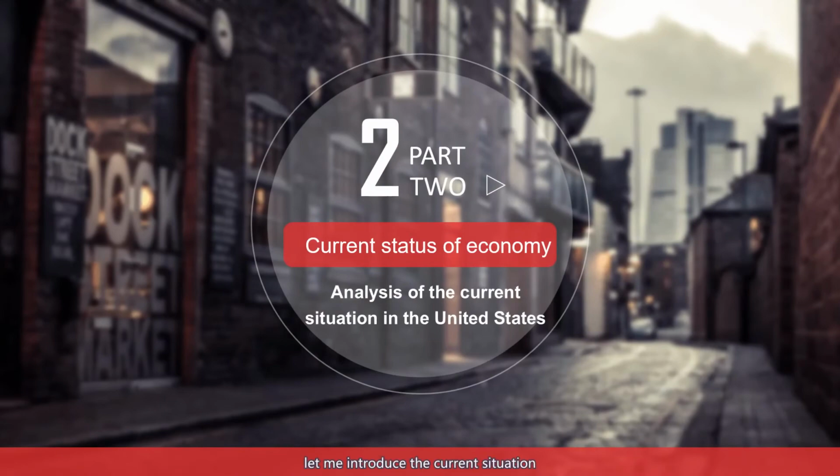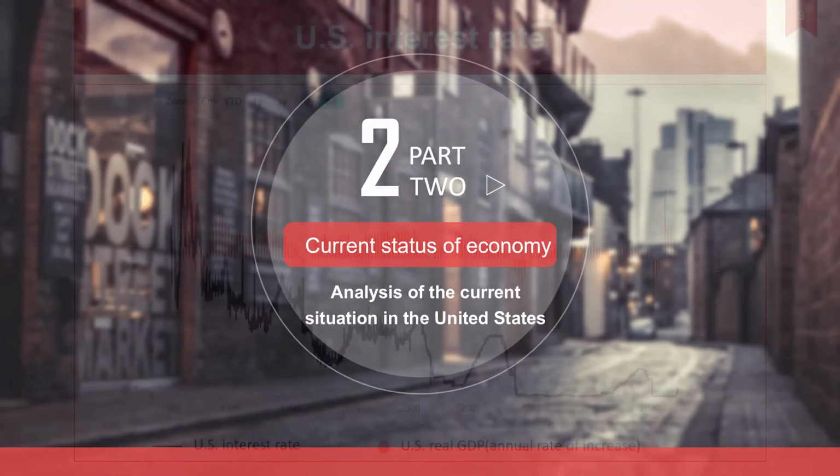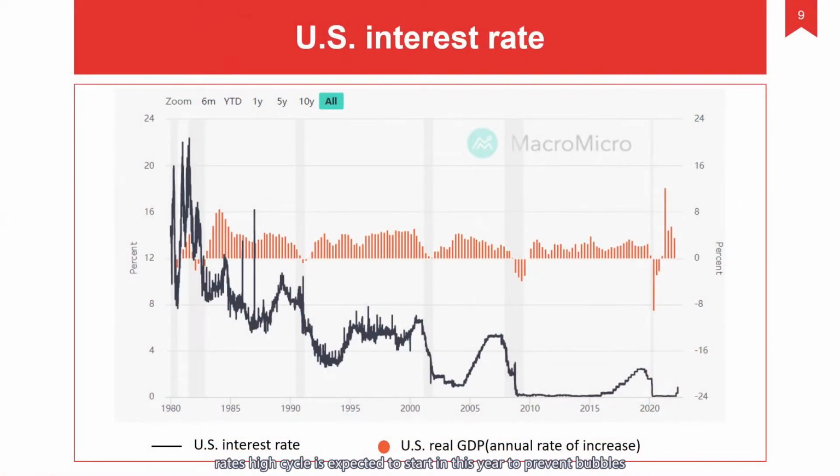Okay, let me introduce the current situation in the United States with a statistical chart. A rate hike cycle is expected to start this year to prevent bubbles, as the Fed sees the current market as overheated. On May 4, the Federal Reserve decided to raise interest rates by 50 basis points at its meeting. This rate hike is the largest move by the US since 2000. The recent interest rate has become around 0.83.